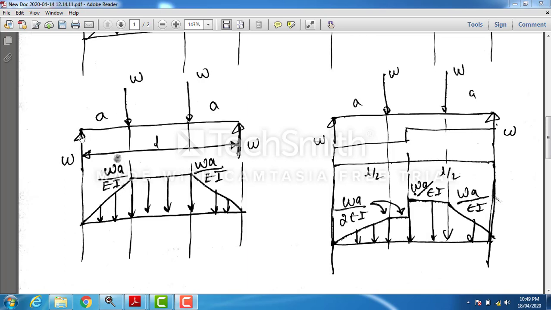In such a case you will get the reactions RA as W and RB also W, and the bending moment diagram will be like this. If you are going to find the bending moment at this point, say C, the bending moment at C will be W into A. Similarly, at point D the bending moment at D will be W into A. If I take EI as constant, I will be dividing this by EI, making this an M by EI diagram. Next, on the same lines, I am going to take a problem.